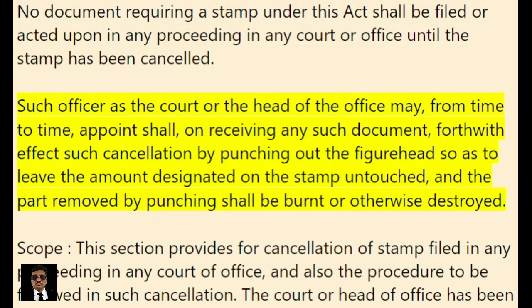Such officer as the court or the head of the office may, from time to time, appoint shall, on receiving any such document, forthwith effect such cancellation by punching out the figurehead so as to leave the amount designated on the stamp untouched, and the part removed by punching shall be burnt or otherwise destroyed.